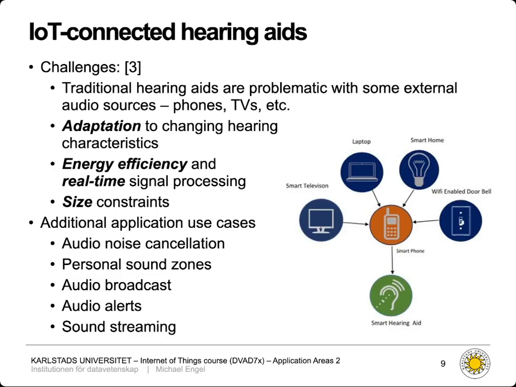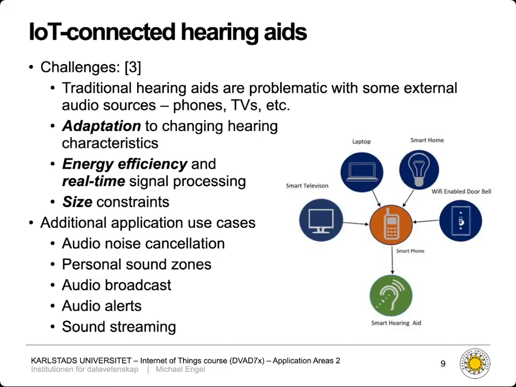And obviously, you want size constraints, so it has to fit in your ear somehow. And you don't want to charge it every couple of hours, so these devices have to be energy efficient. And obviously, they need to process signals from the outside, change them, and provide them to your inner ear. So essentially, you have to perform real-time signal processing, which requires quite a bit of computational power. So this is a trade-off between energy efficiency, real-time, and size that you have to find in order to build a viable device.